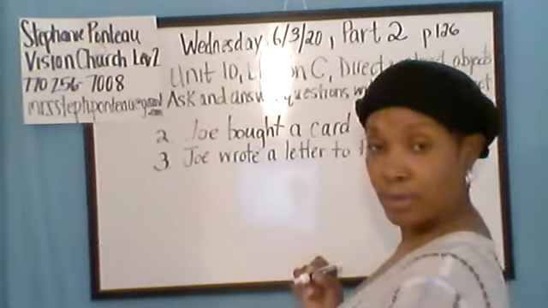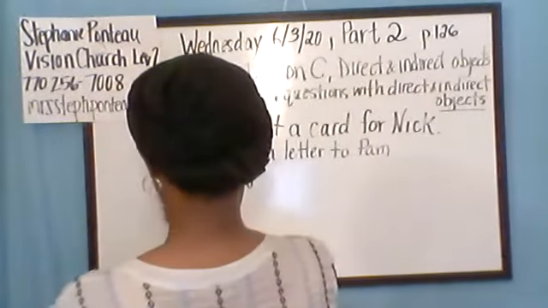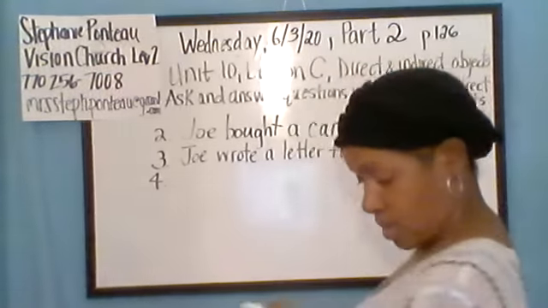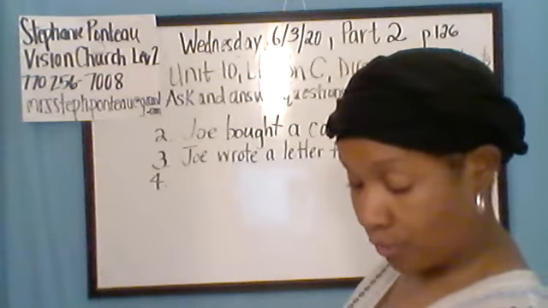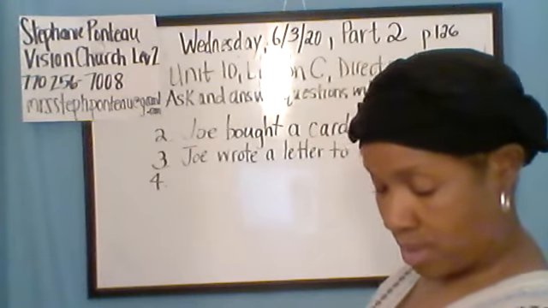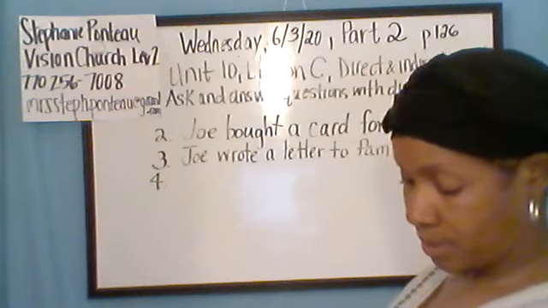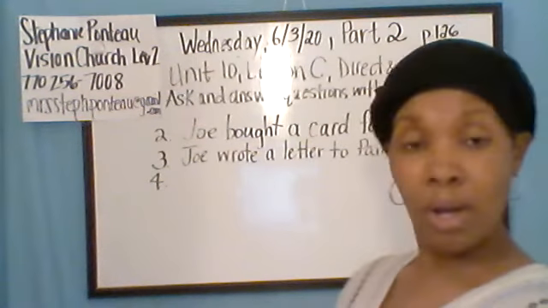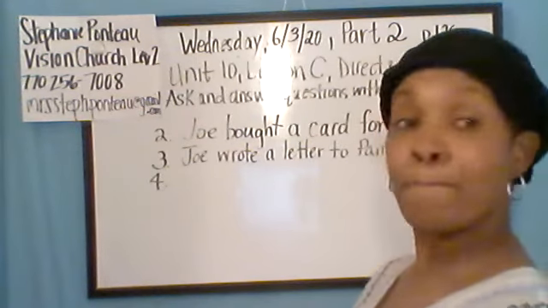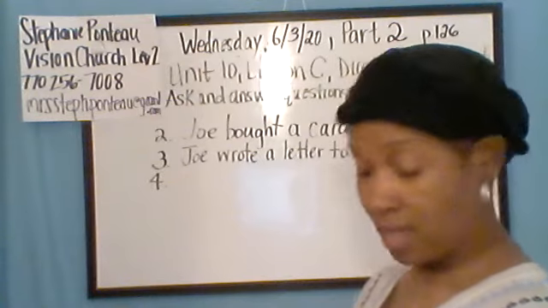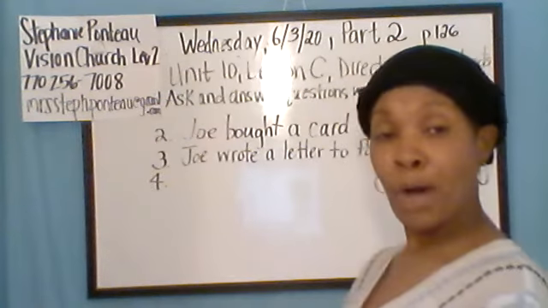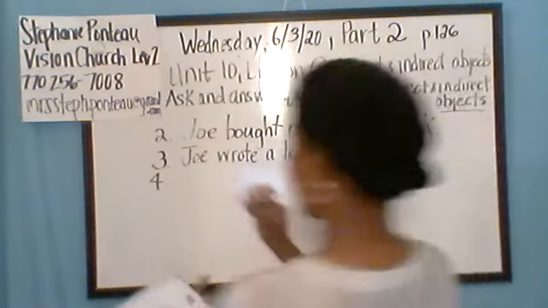Okay, number four. What was the fourth thing on his to-do list? 1, 2, 3, 4. Buy a cake for Mary and Judy. So Joe bought, right, the past tense of buy. Joe bought a cake for Mary and Judy.